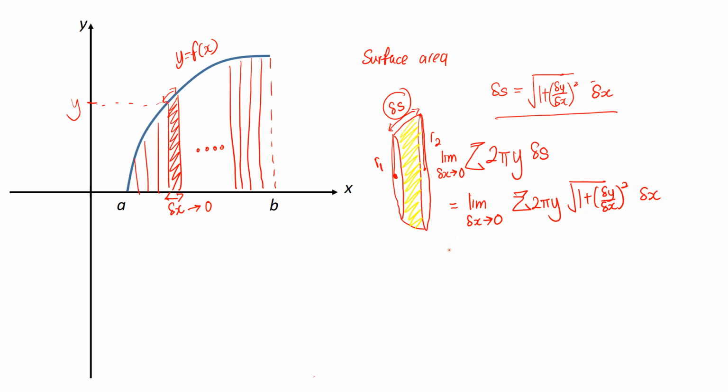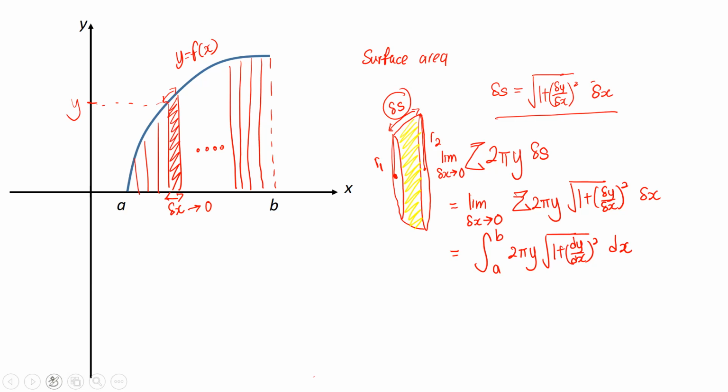We know that this is equivalent to integrating 2 pi y square root of 1 plus (dy/dx) whole thing squared, dx. Since the integration is with respect to x, the limits here will be the x values, so from a to b.